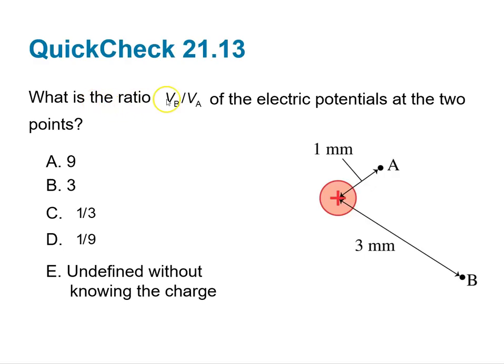Now it says, what is the ratio VB to VA of the electric potentials at the 2 points? So again, this is not an inverse square, it's just the inverse. And we know that the farther away, the lower the potential. So if point B is 3 times as far away as point A, the ratio of VB to VA is going to be 1 to 3. It's going to be 1/3 the potential at B that it is at A.